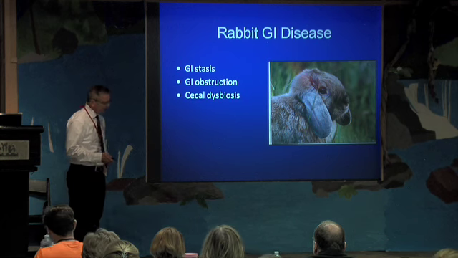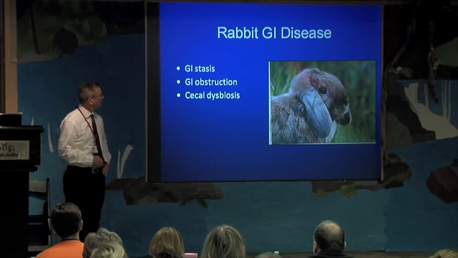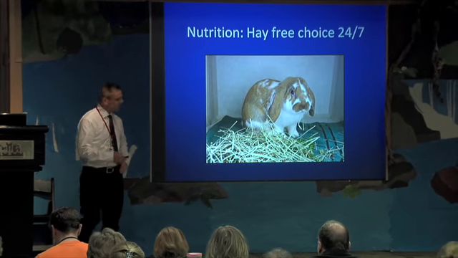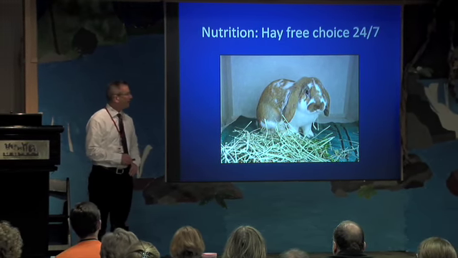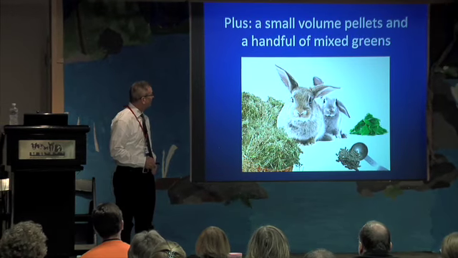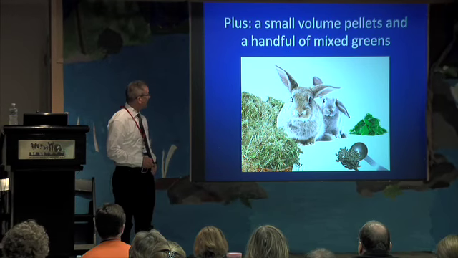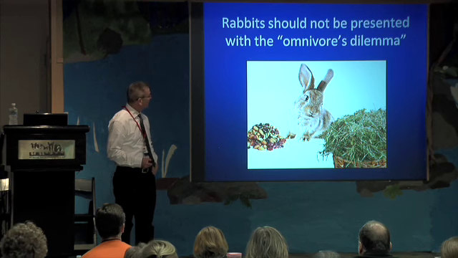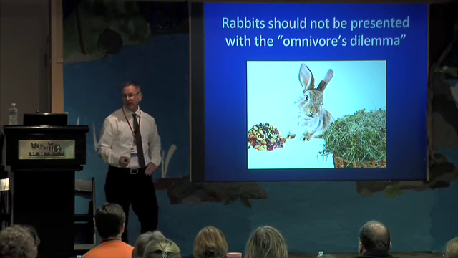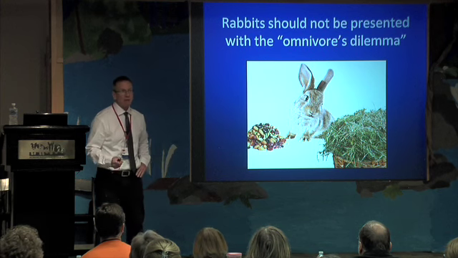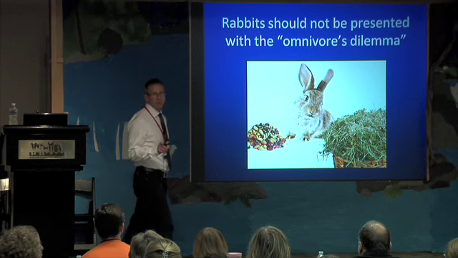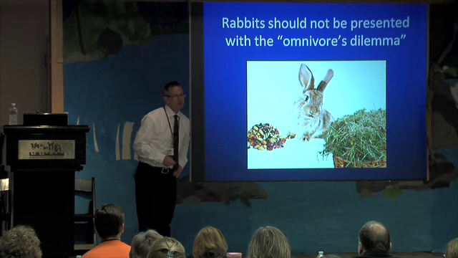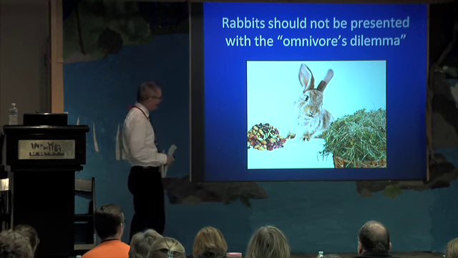We did talk about GI stasis quite a bit, so I will go through this part a little bit more rapidly. So again, we all know hay 24/7. No one needs to be educated on that aspect. We know about the pellets, the greens, and hay. But again, I'll emphasize with GI disease, don't give them the omnivore's dilemma. Who's read that book, The Omnivore's Dilemma? It's quite an interesting take on nutrition in America, or options we have.